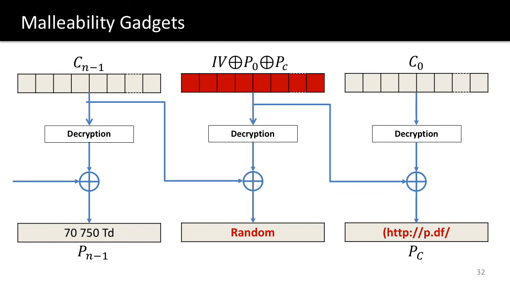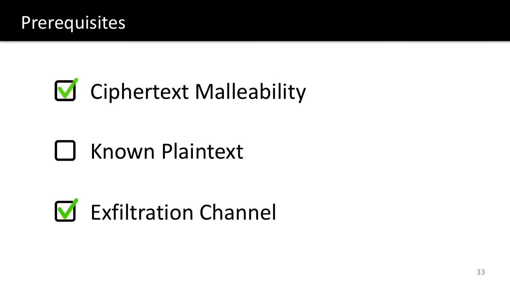What we can also do is move those gadgets around, clone them, move them somewhere within the document, thereby having multiple gadgets. But remember, if you do that, there's always the avalanche effect of CBC, so you will get some random bytes in here, but the URL still remains in place. So now that's ciphertext malleability done. Now all we need is some piece of known plaintext.